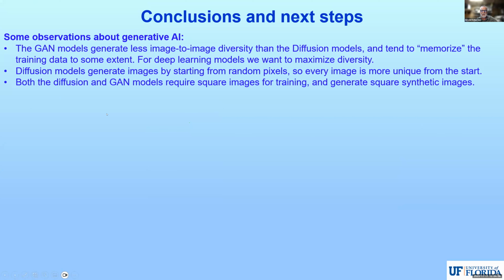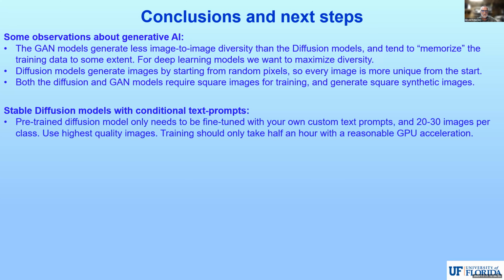Both the diffusion and GAN models require square images for training. Just keep that in mind. It does not work in rectangular. It has to be exact number of pixels on the height and width, and it also generates square synthetic images. Stable diffusion models with conditional text prompts.